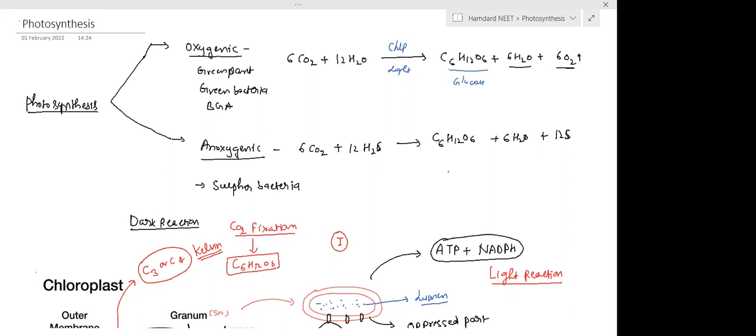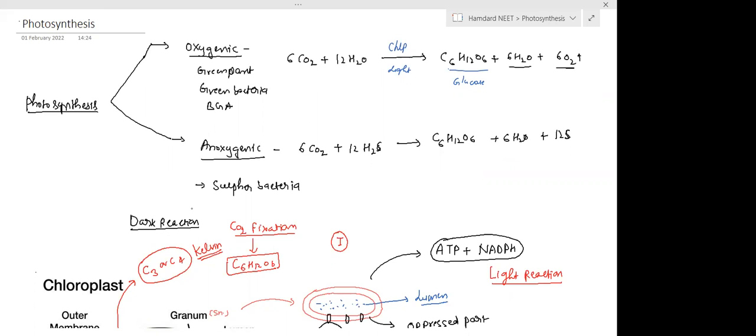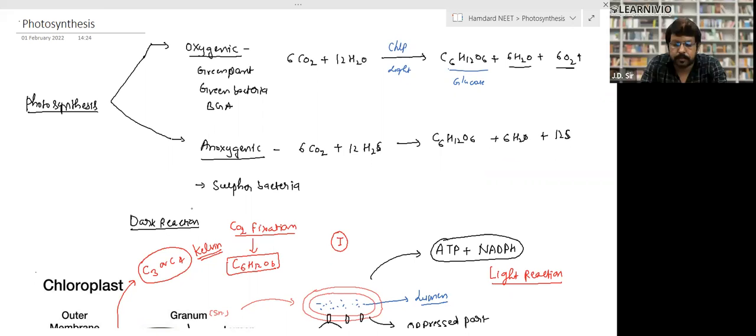Sir, what's written at the end of the anoxygenic reaction? And last, that is 12 sulfur atoms, 12S, and the example is sulfur bacteria. Done, sir. Done? Okay. So please start writing now.